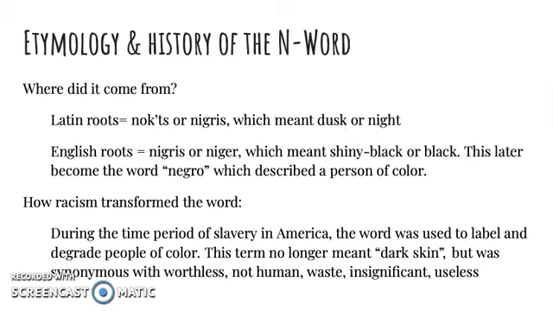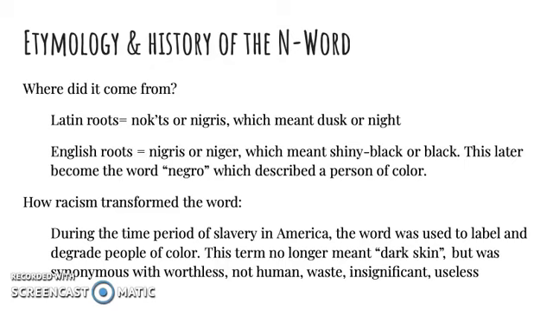So a little bit about the N-word and its etymology, meaning where does this word come from, and the history of the word. Its Latin roots are in the words noctis or nigris, which actually meant dusk or night. The English roots go back to the word nigris or niger, which actually meant shiny black or black, that color black. This later became the word for Negro, which was meant to describe a person of color. Racism really did transform this word over our history.